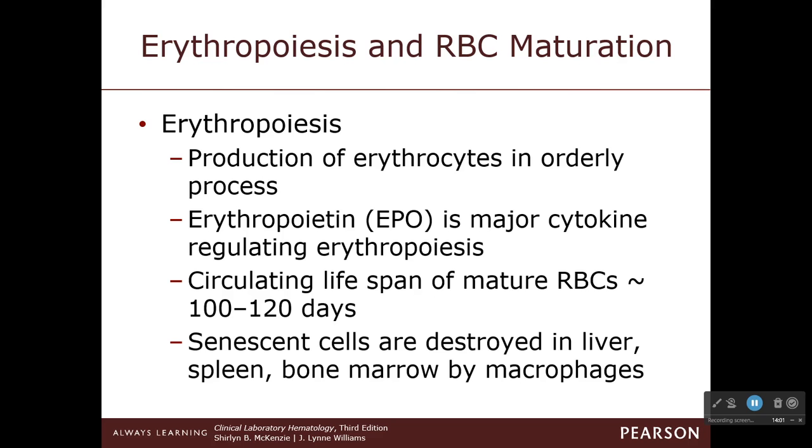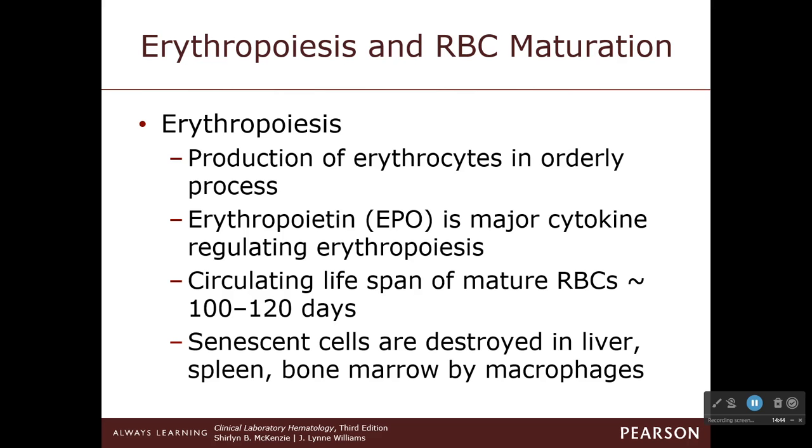Then it is going to be the rubriblast. Now, this one is the first recognizable cell. In other words, up to here we don't recognize what they are because they all kind of look the same. They look like those little lymphocytes. Remember how we talked about that?